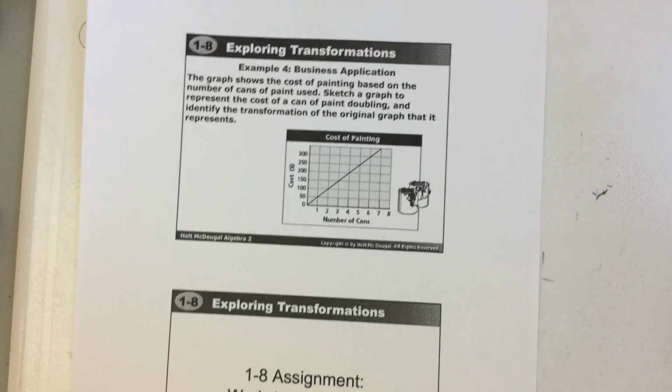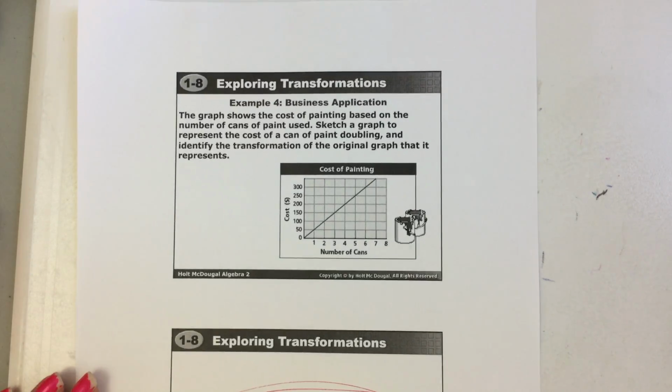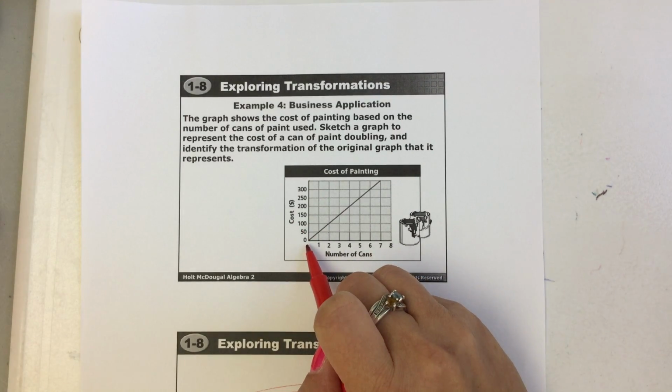All right, last problem. And then today there are some worksheets for you to work on, practicing taking things and flipping them and stretching them and compressing them and moving them up, down, left, and right. Super fun. Okay, the graph shows the cost of a painting based on the number of cans of paint used. So if you use 0 cans of paint, well, obviously it costs you nothing.